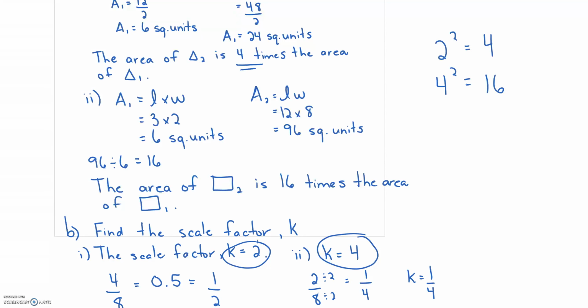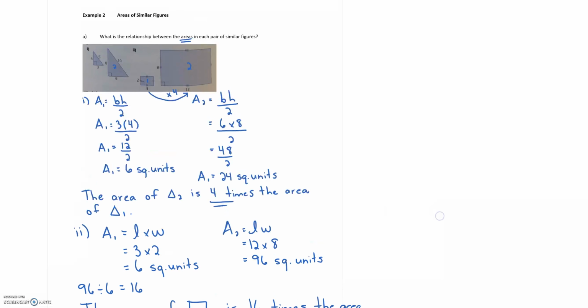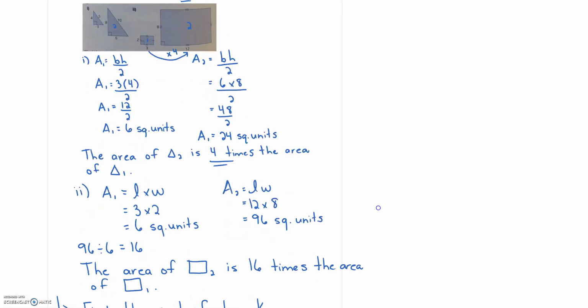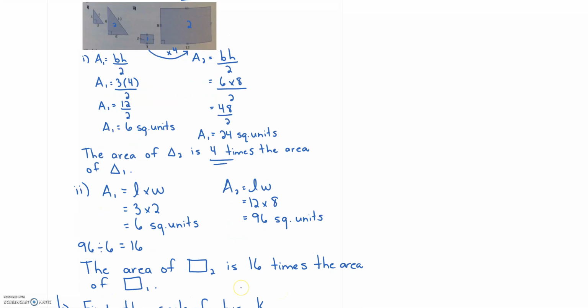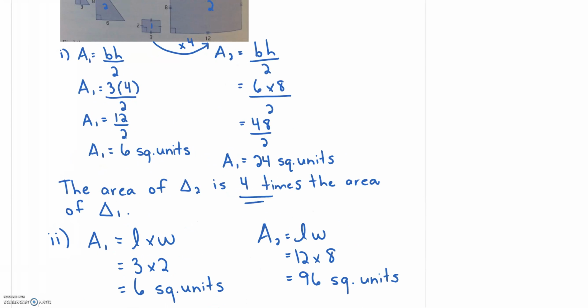So there's a relationship between the scale factor and the relationship between the areas. So in the first example with the triangles, it was 4 times the area, and our scale factor was 2. So the relationship is that 2 squared equals 4. And same with your rectangle. The rectangle 2 was 16 times the area of rectangle 1, and the scale factor was 4. So if you do 4 squared, it gives you 16. So that part's a little bit more complicated. If you didn't catch on to that, don't worry too much. We can go over that in class as well.